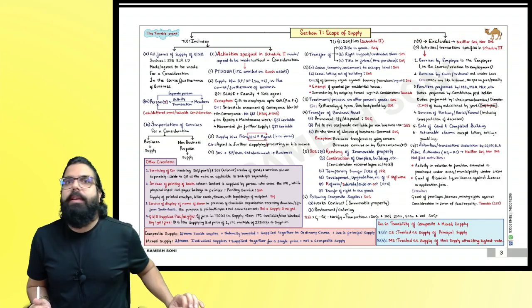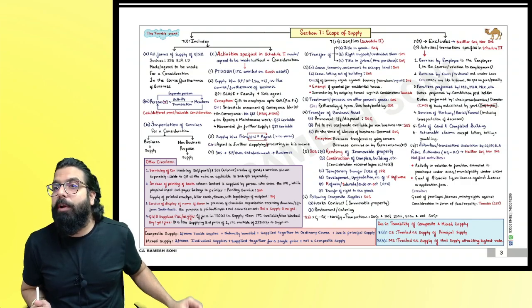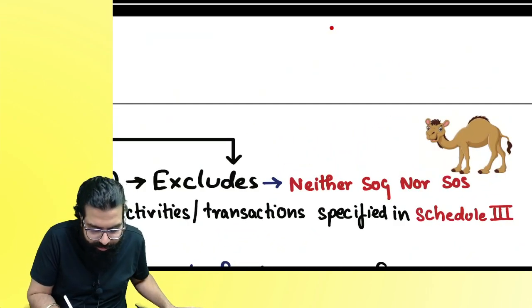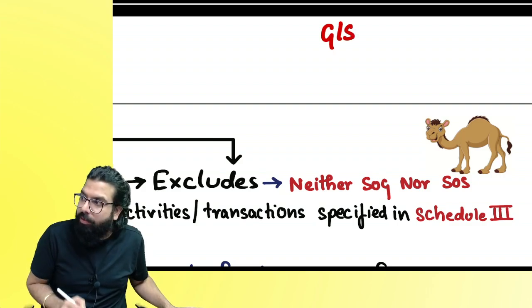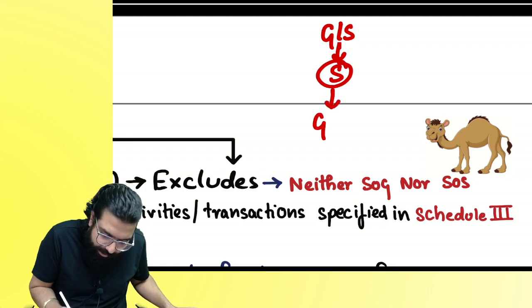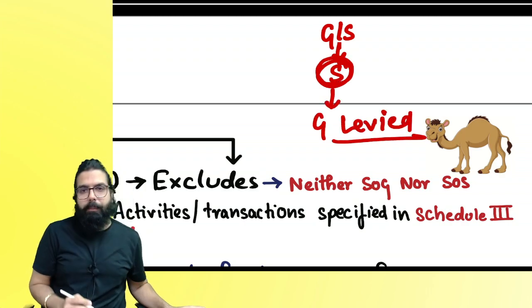Alright students, let's go ahead and revise the next chart. The next chart is of the chapter of supply. Everyone, let's take a quick linking. What do we start GST with? Goods or service. Whenever goods or service is being supplied, GST will be levied. So now we are going to learn the next chart which is on supply.